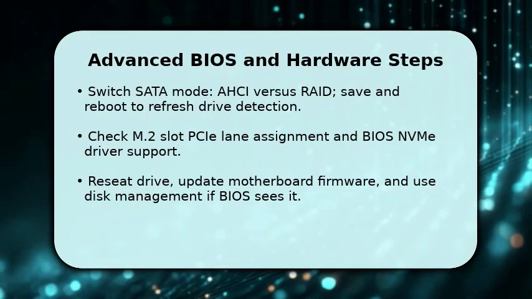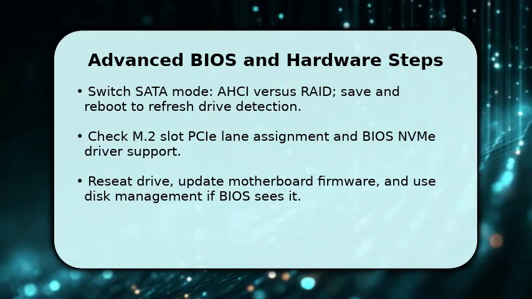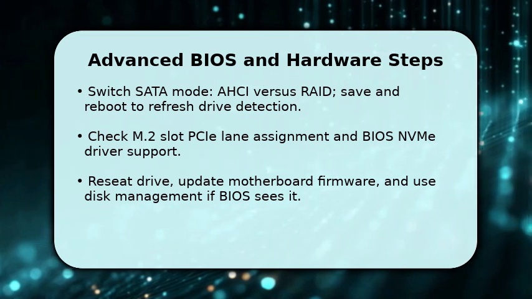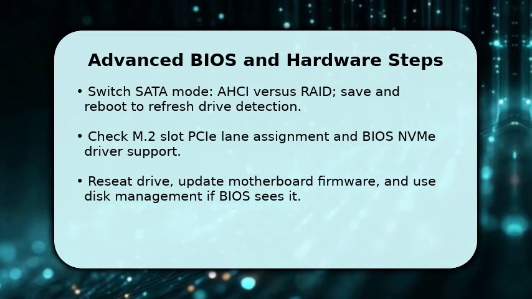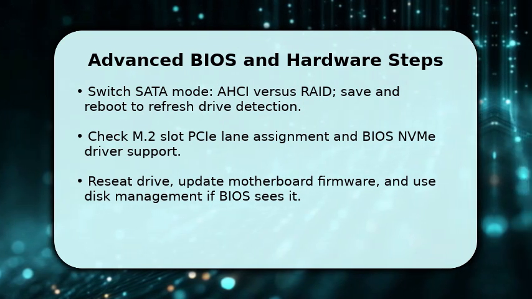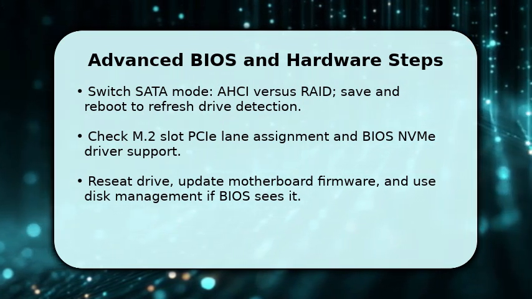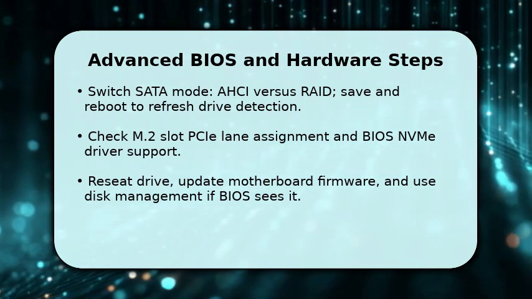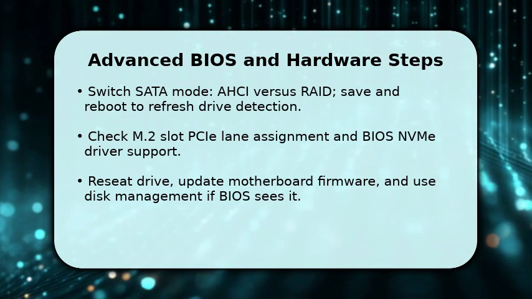Once done with basics, adjust BIOS storage modes. Switch between AHCI and RAID because some controllers cloak drives under RAID metadata. Make sure you understand why drivers and OS detection differ by mode. Next, inspect M2 slot lane sharing and ensure the slot isn't disabled when certain PCIe slots are populated.